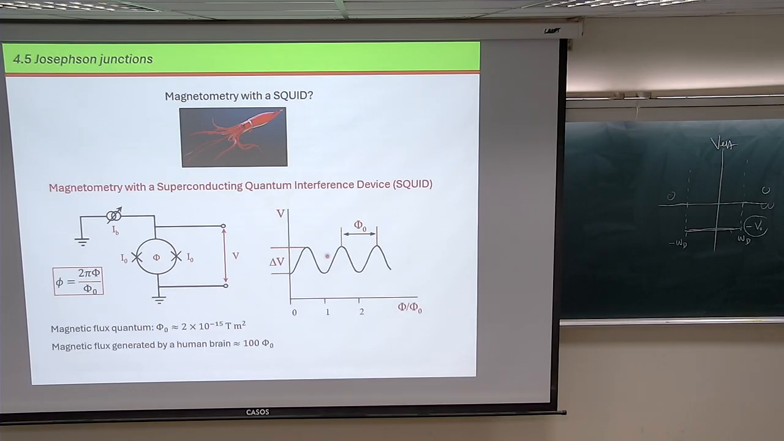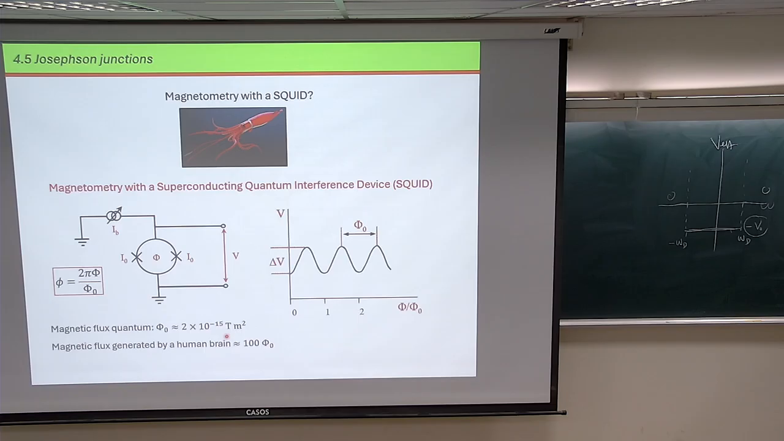So you can measure the oscillation of this voltage with the flux, or with the magnetic field that is going through this. And it's very sensitive to the flux. You can measure magnetic fluxes of the order of 10 to the minus 15 Tesla per meter square, which is about 100 times smaller than the magnetic fields generated by the human brain. So it just gives you an idea how sensitive these devices are.